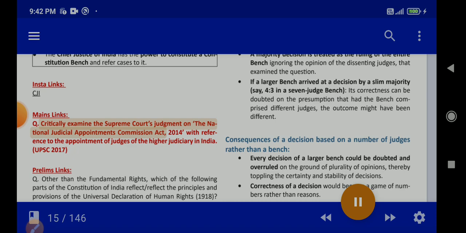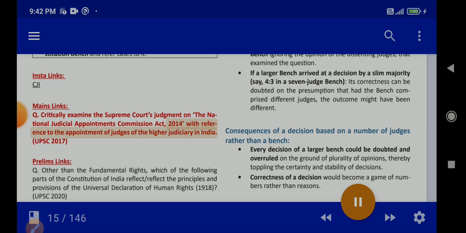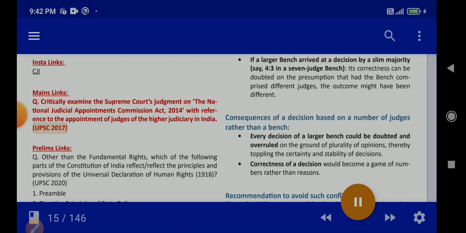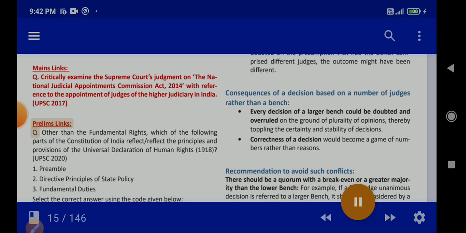Q. Critically examine the Supreme Court's judgment on the National Judicial Appointments Commission Act, 2014, with reference to the appointment of judges of the higher judiciary in India. UPSC 2017. Prelims links.